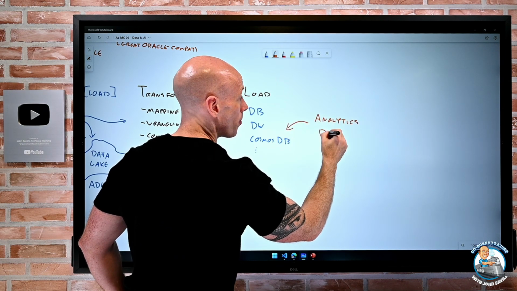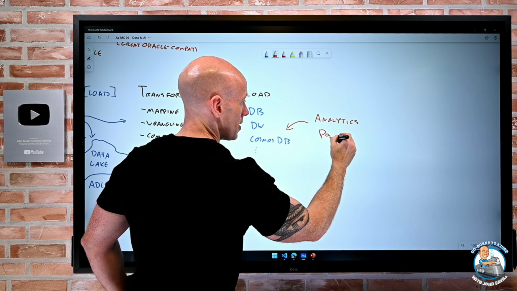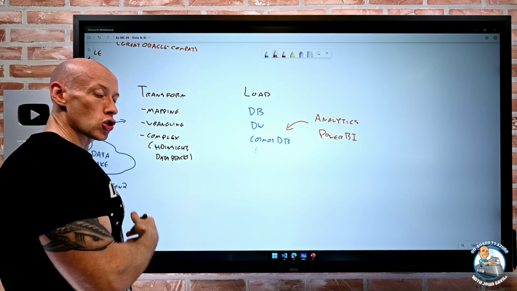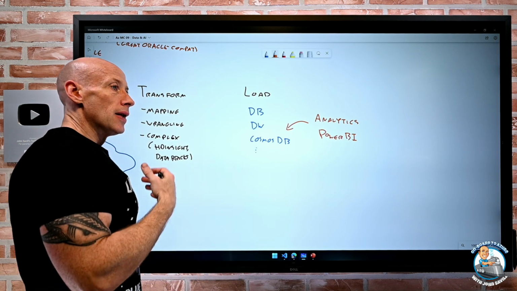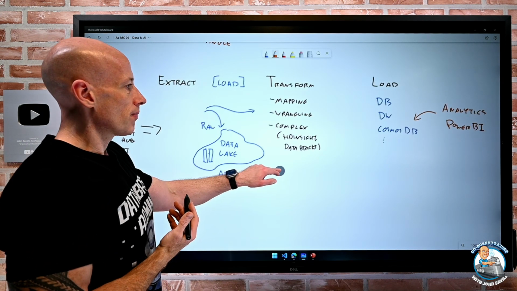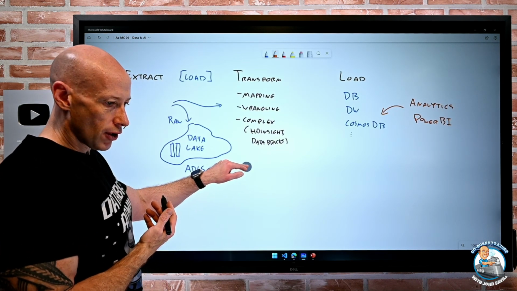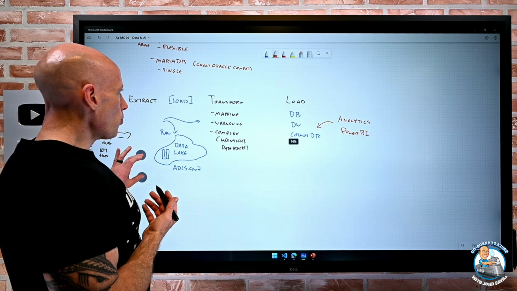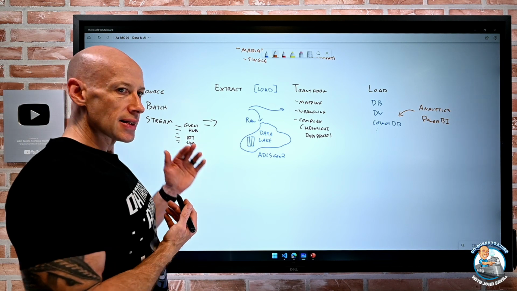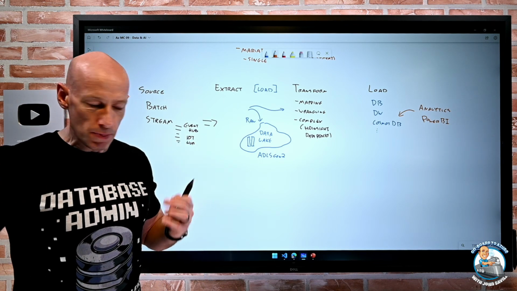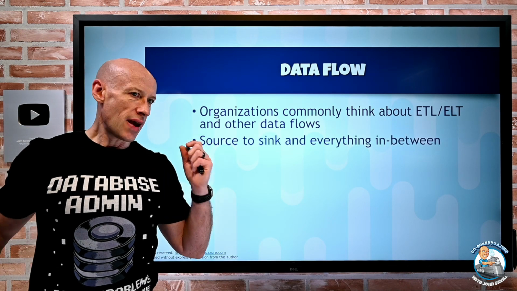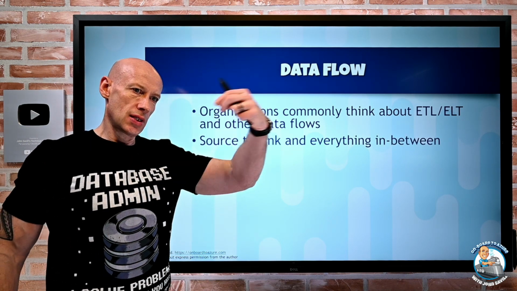For example, Power BI. Power BI is a very common tool to run analytics, to create the semantic models, to create visualizations, to get the insight I care about for this data flow. So the whole point is we have all these different things happening for data. Data is huge. Data powers most of what we do these days. So we have to think about it from the source to the sink.